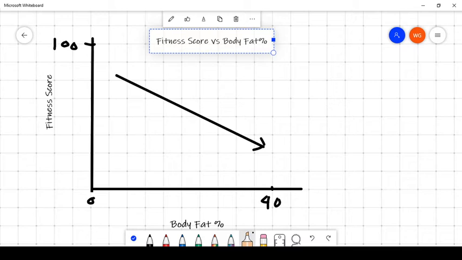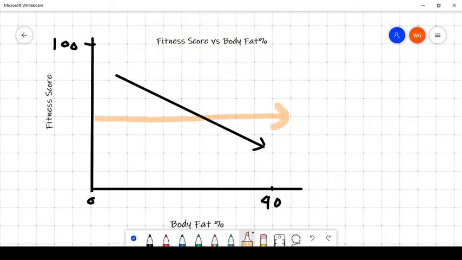Imagine if the slope was just zero. Imagine if the line was like this. What would that tell us? Think about it. Okay, it would tell us that no matter how high your body fat percentage was, maybe it was 100% body fat, your fitness score wouldn't change. It would just be the same. And we know that that wouldn't really make sense, right?